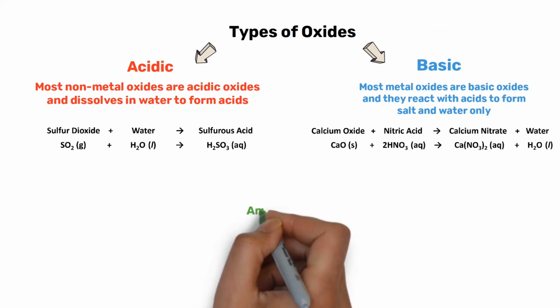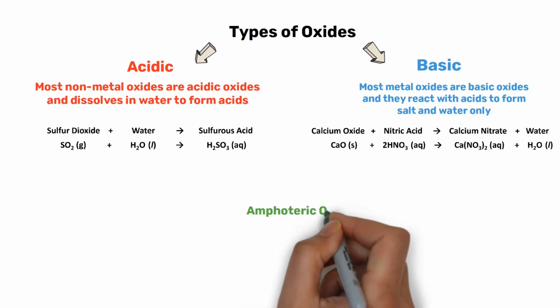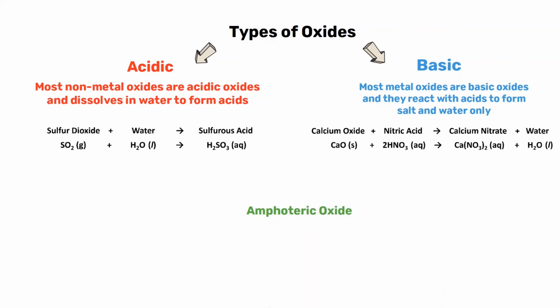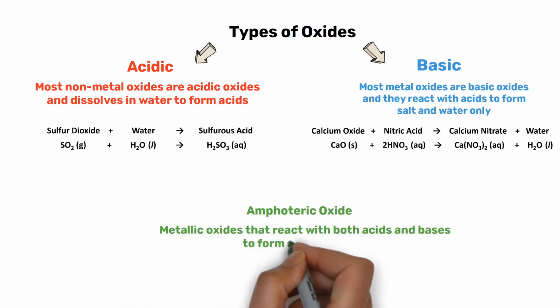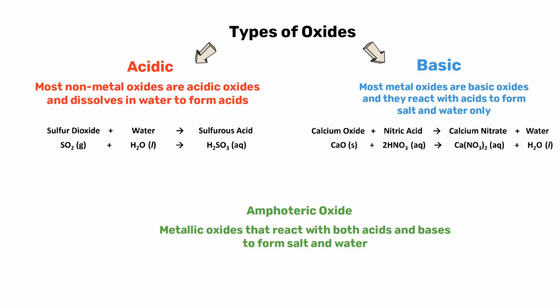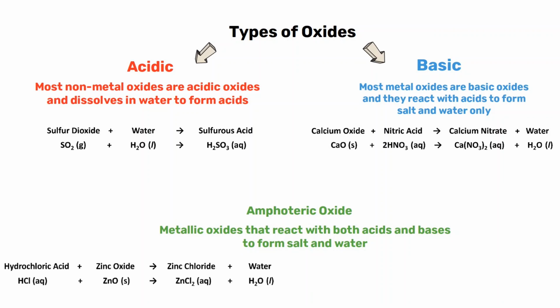So we also have amphoteric oxide, which is a metallic oxide that reacts with both acid and bases to form salt and water. So now we look at this example where hydrochloric acid reacts with zinc oxide to form zinc chloride and water. Sodium hydroxide also reacts with zinc oxide to form sodium zincate and water.